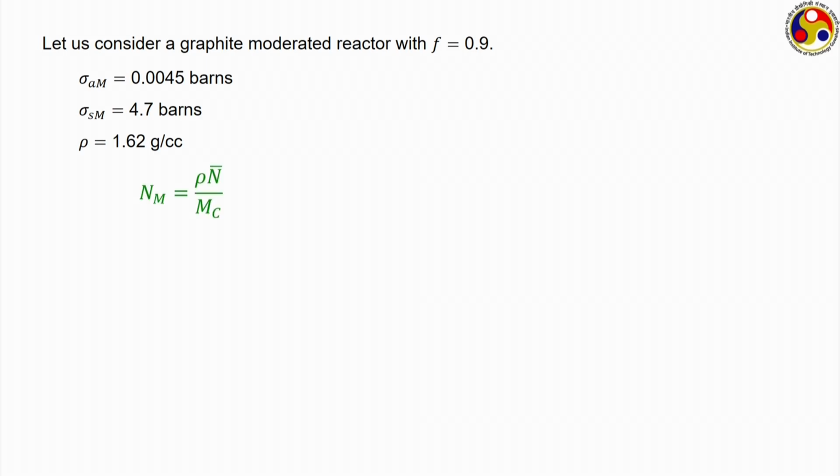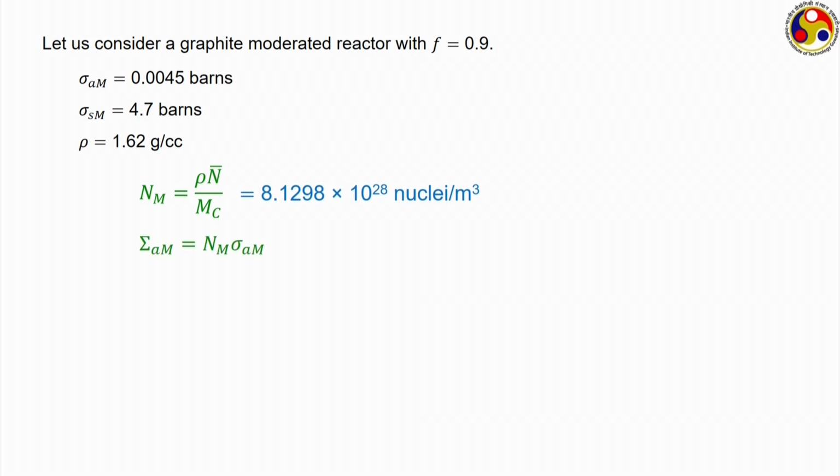Once we know the density, we can use that to calculate the number of moderator nuclei present per unit volume, which is the density into the Avogadro number divided by the molecular weight of graphite, and accordingly it comes to be 8.1298 into 10 to the 28 nuclei per unit volume.